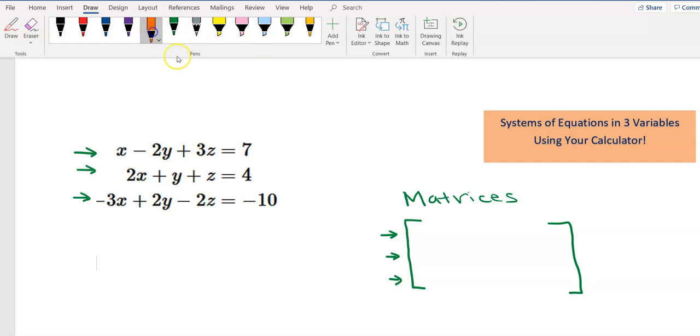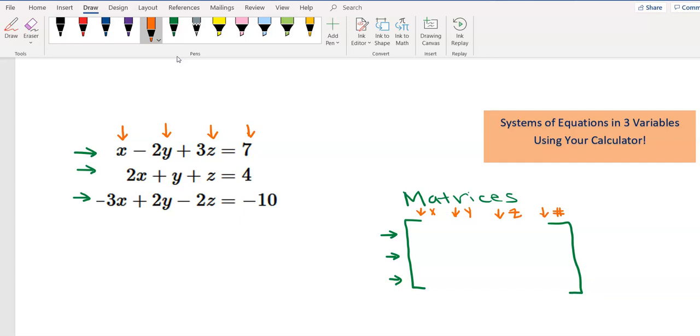Next, we need to figure out how many columns we're going to have in our matrix. So we're going to have 4 columns, 1 for the x values, 1 for the y values, 1 for your z values, and 1 for what the equation is equal to. So there should be 4 columns to this particular matrix. Our x, our y, our z, and then let's just call that our number column.